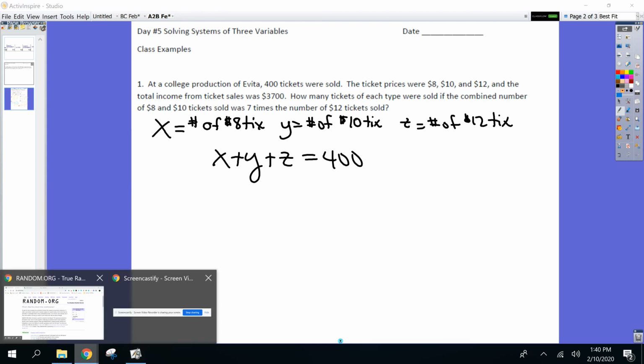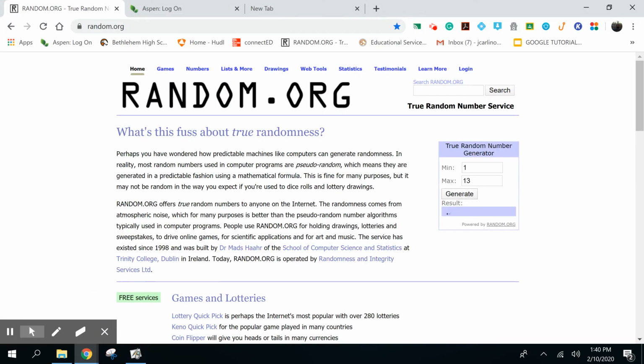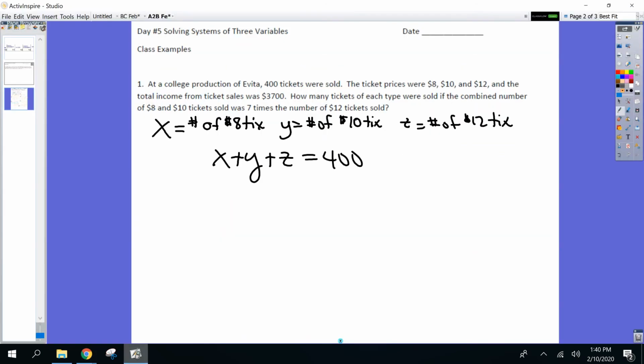All right. Next place you want to go here. Would it be something equals 3,700? Yep, that's money, right? So keep the money together. So it'd be 8x plus 10y plus 12z equals 400. I mean, not 400, 3,700. Got it. Nice job. One more.